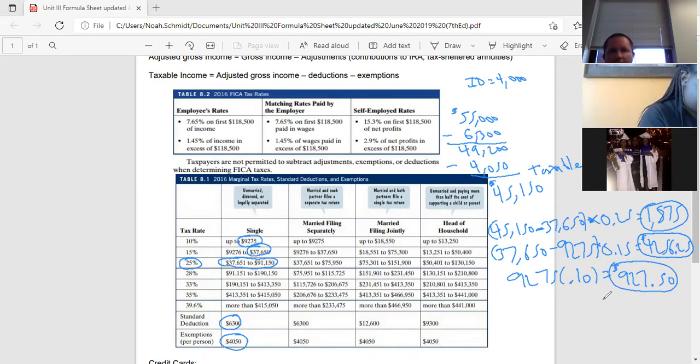And these are all going to add up together. And we'll see what we get when we do all that. But that'll be the total amount of tax owed. And that looks like it's 7,058.75, would be the total tax owed there.